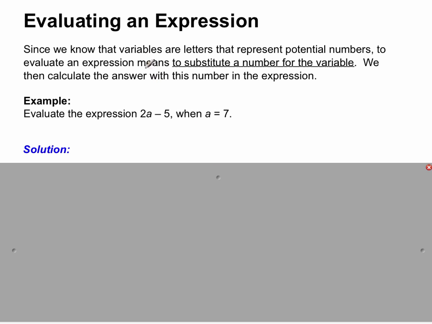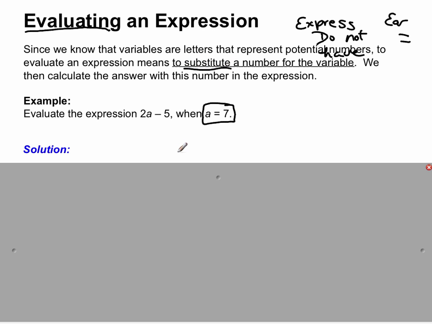Now what we're going to do is use order of operations to help us evaluate expressions. Expressions don't have equations. There's no equal sign. An equation has an equal sign and expressions don't. When we evaluate an expression, remember I said that the variable is a letter that represents a number? I'm going to tell you what that number is now, and we're going to substitute that number in for the variable. Big word, substitute.